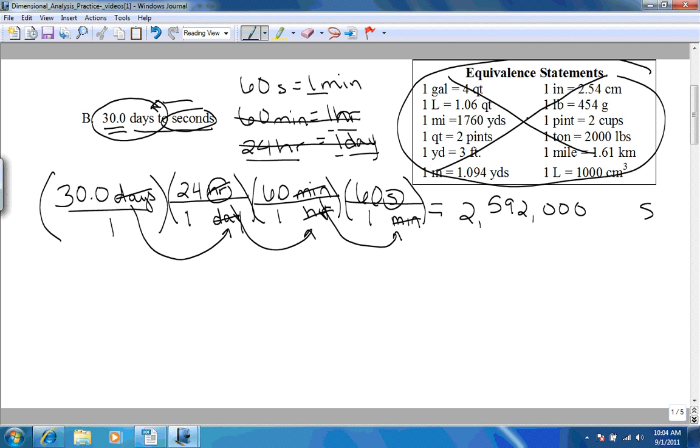Now if we look back at our first number, those zeros at the end, those count because of that decimal there. So that means we have 3 significant figures. So we have 2,590,000 because we're going to take the first 3 numbers, and that's what we're going to round it off by. And the unit is seconds. And that's how you do that.